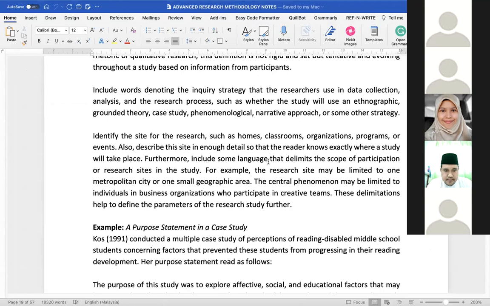This is an example of a purpose statement in a case study. Case study is a type of research design that belongs to qualitative research, right?